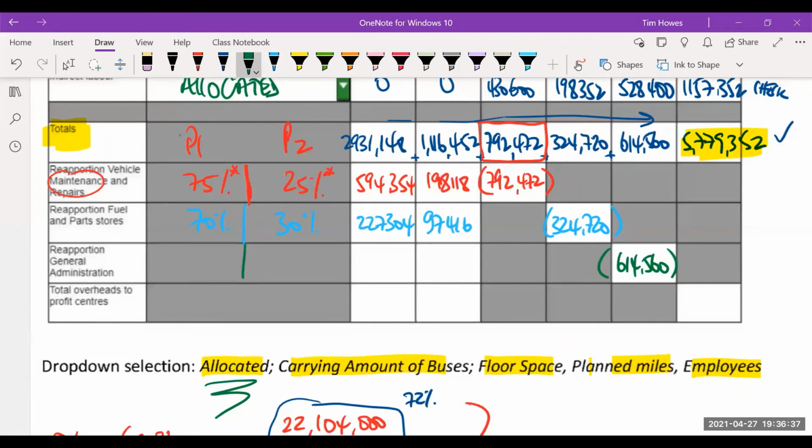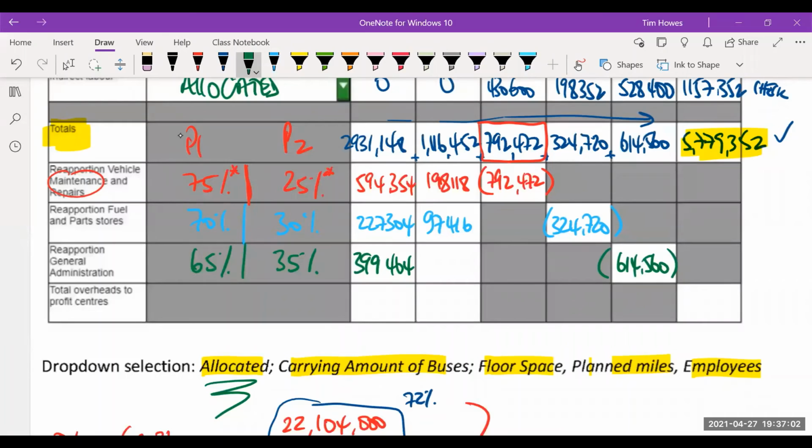If you recall, they decided to tell us this was 65% to P1 and 35% to P2. Cool. So do them independently. 65% of 614,560. I can see it going up the screen. I concur with 399,464. That's the correct answer.